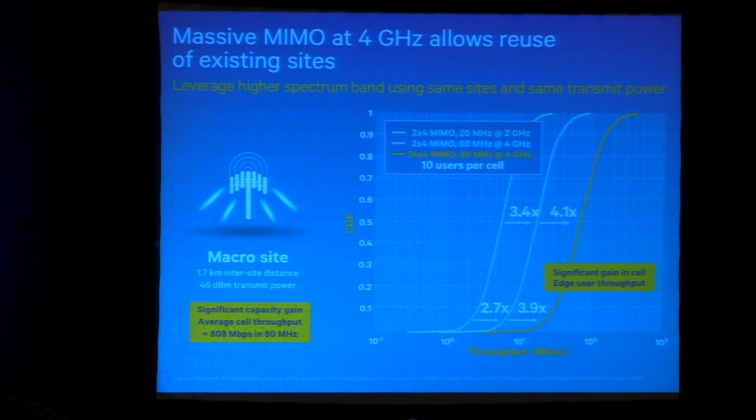And so if we define these modes and we can implement them efficiently in silicon, it has huge impact to the operator because now they can deploy these 5G paradigms on their existing cell sites. In this particular one, it was a 1.7 kilometer intercell distance and 46 dB transmit power. But that becomes very important as we start to look at these different bands and the operators want to reuse their sites.